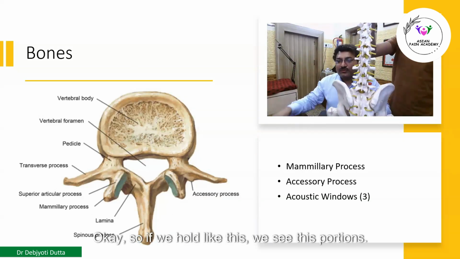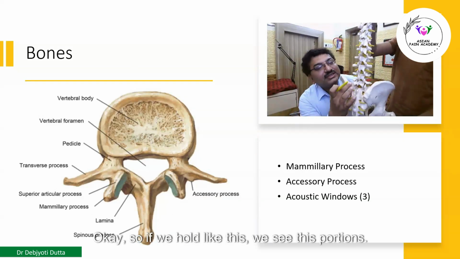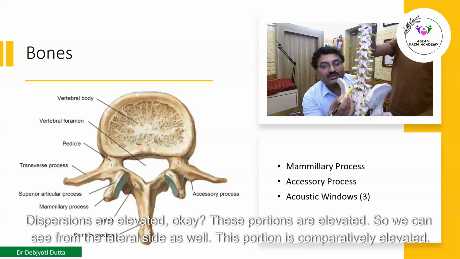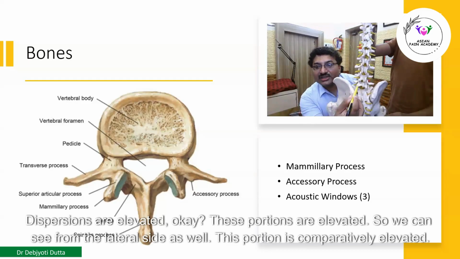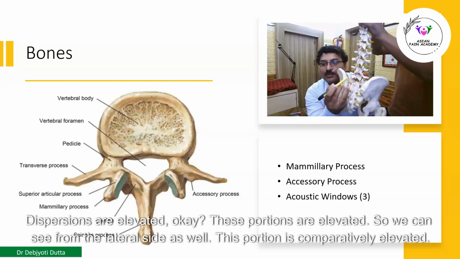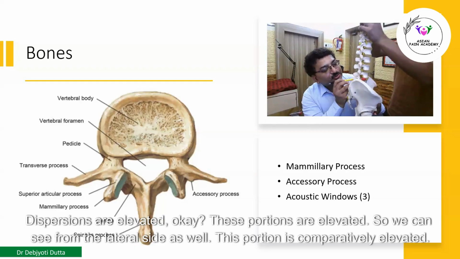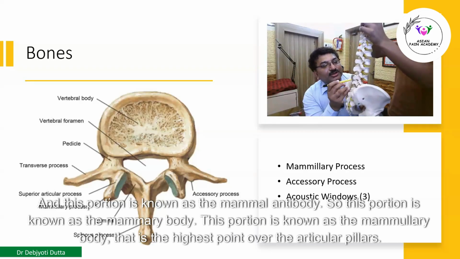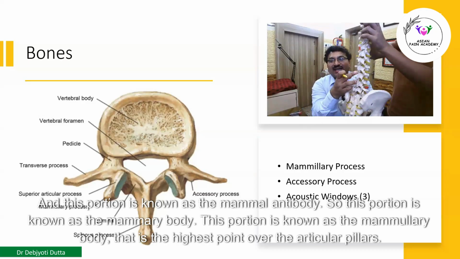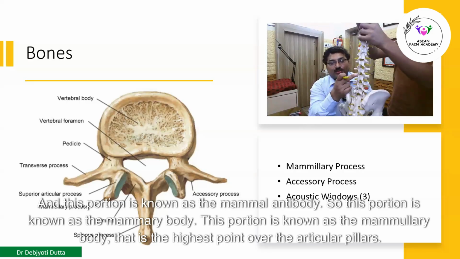So if we hold it like this, we see these portions are elevated. We can see from the lateral side also, this portion is comparatively elevated. And this portion is known as the mammillary body. That is the highest point over the articular pillars.